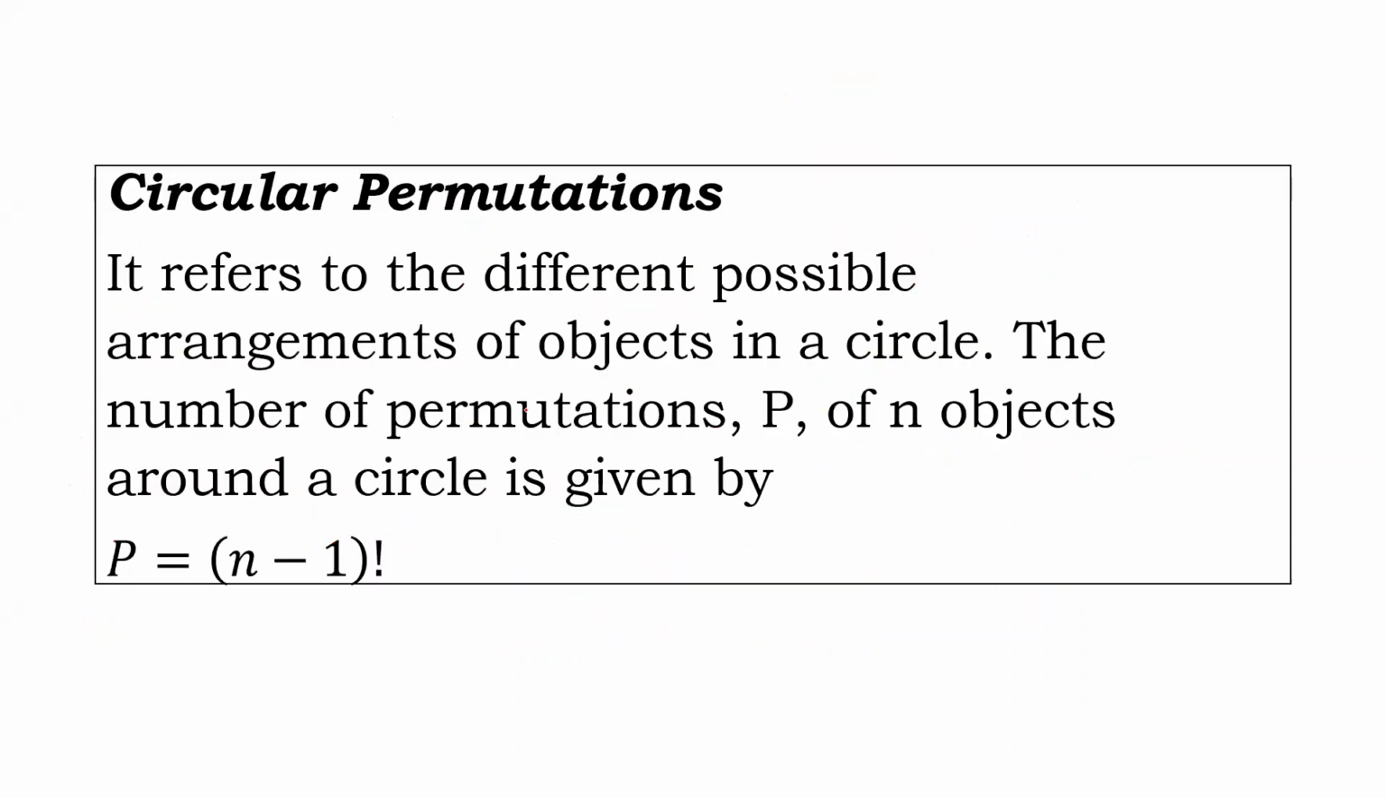Okay, circular permutations. From the word circle, it refers to the different position, arrangement of an object in a circle. So ginagamit natin ang circular permutation if you are going to arrange the object in circular manner, pabilog. The number of permutations P of n objects around a circle is given by P equals n minus 1 factorial, where n is the total number of objects. Again, ginagamit ang circular permutation if you're going to arrange the object in circular manner.